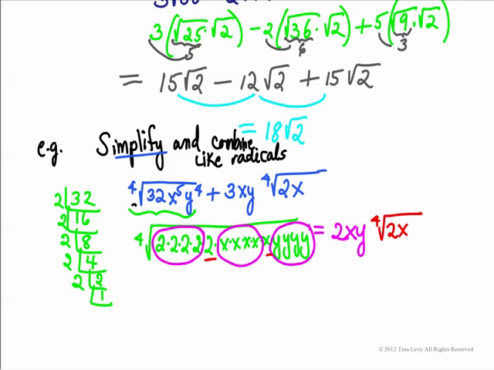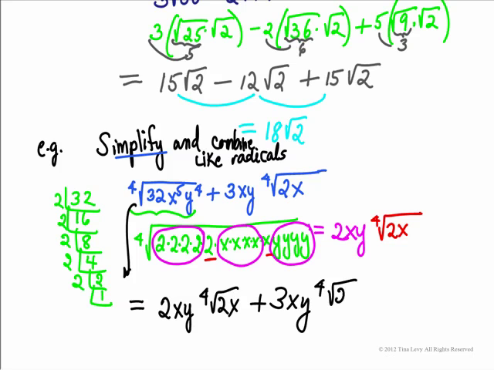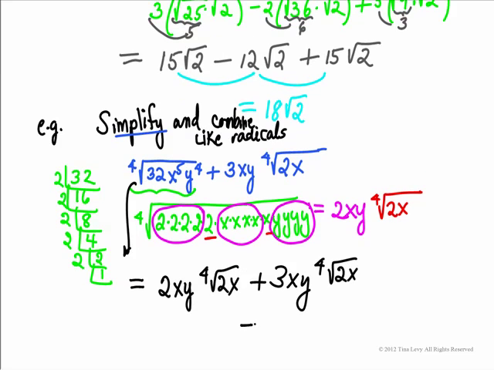This allows me to now rewrite the problem as 2xy 4th root of 2x plus 3xy 4th root of 2x. They are like radicals. You can think of it as factoring it out. In any case, I have 2xy of these plus 3xy. The answer will be 5xy 4th root of 2x.